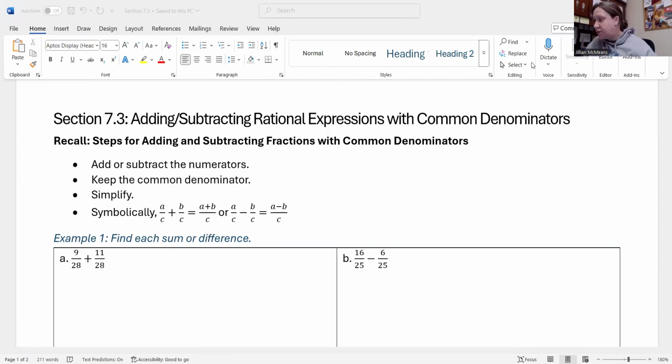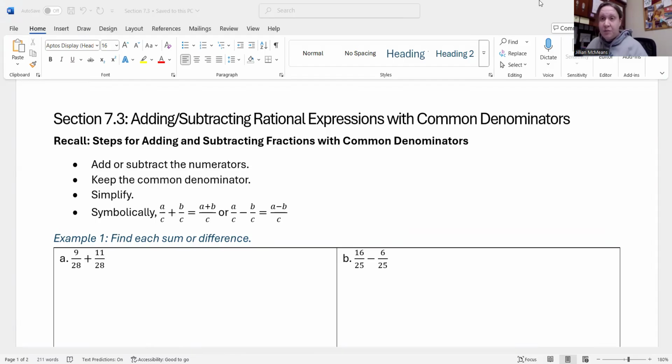Just like in the previous two worksheets, before we dive into the main subject, we're going to look at fractions. So this worksheet is going to focus on adding and subtracting rational expressions with common denominators. But before we dive into that, let's review just plain old fractions, okay? So steps for adding and subtracting fractions with common denominators.